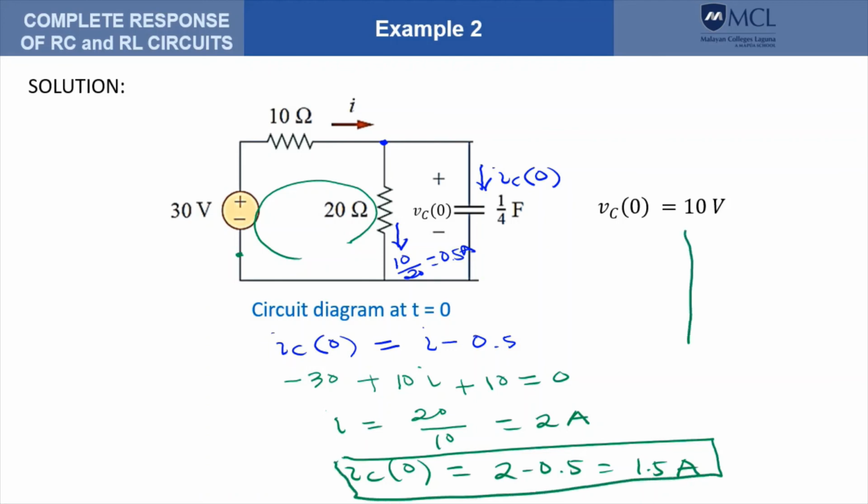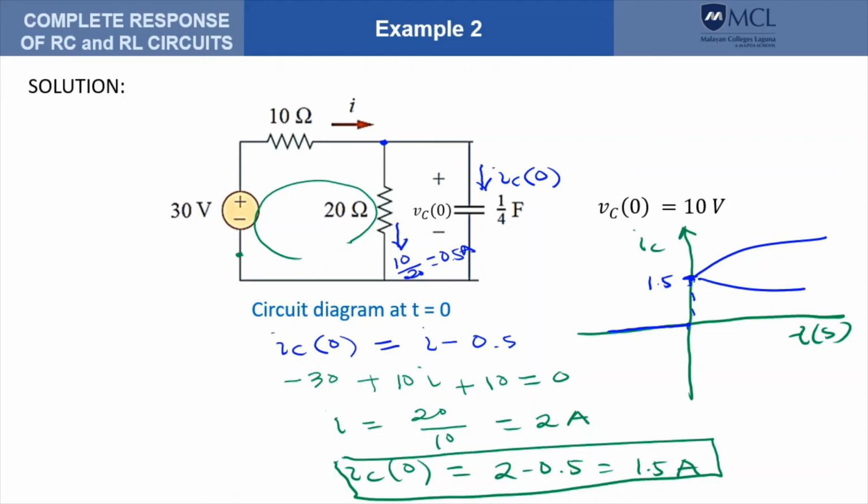If we try to plot the current versus time, so this is the current through the capacitor. Before t equals 0, the current is 0, and at t equals 0, it jumps to 1.5, and then from there the circuit undergoes a transient condition. So the current through the capacitor could either increase or decrease, but will settle to a new steady state value.